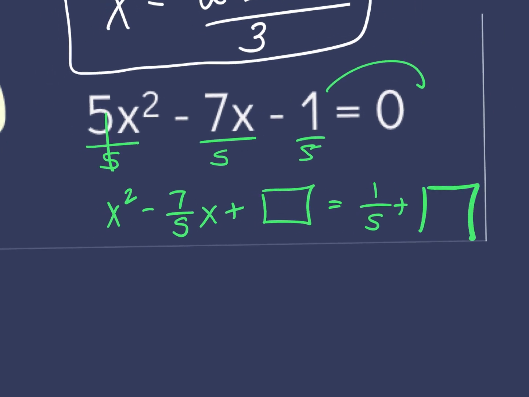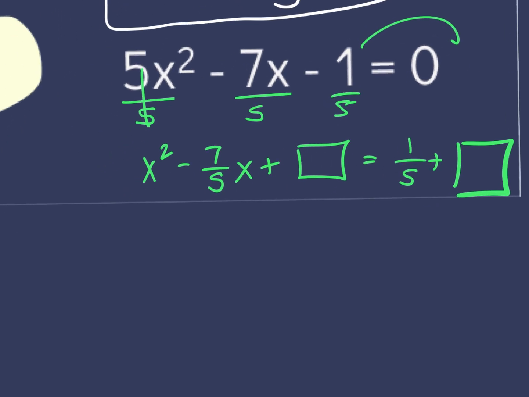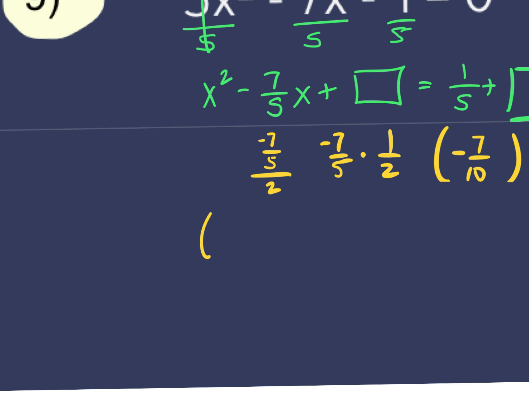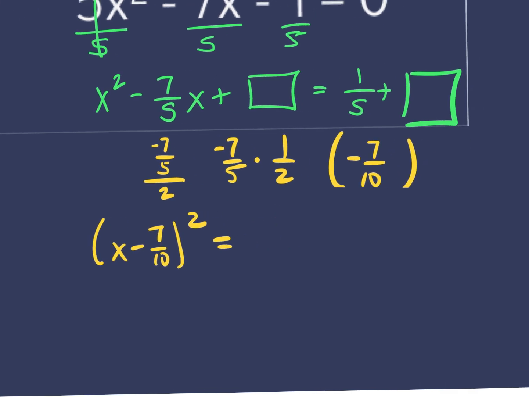So now we can complete the square. So again, we take our b term. What is your b term? -7/5 divided by 2, which is going to be -7/5 times what? 1/2. Good. What's this going to give me? -7/10. All right, no worries. So now my parenthesis over here is what? X minus 7/10 squared equals, what happens when I have -7/10 squared?